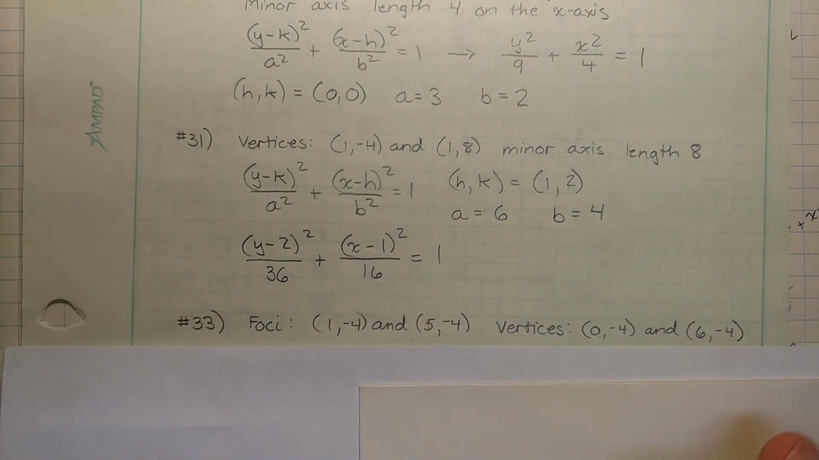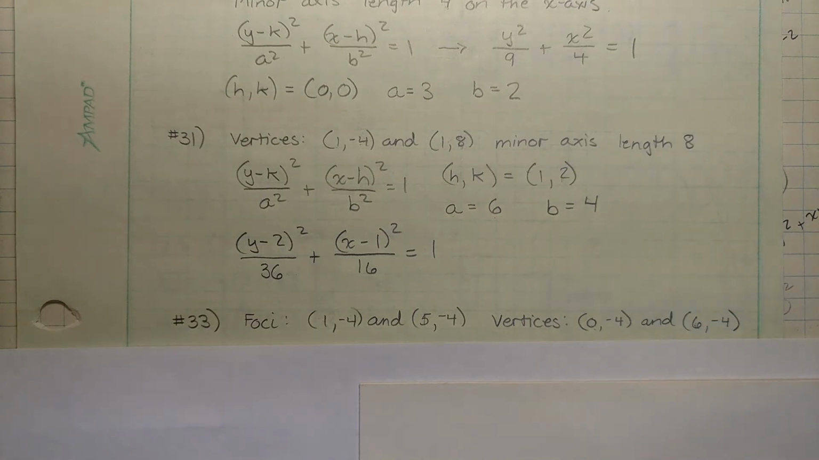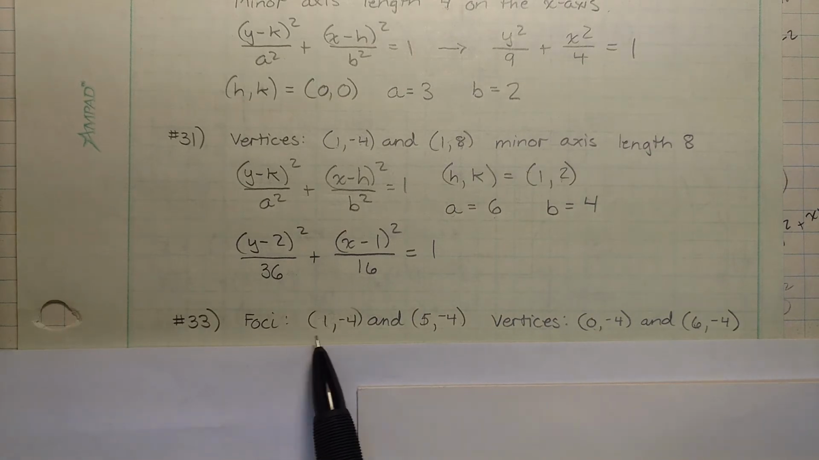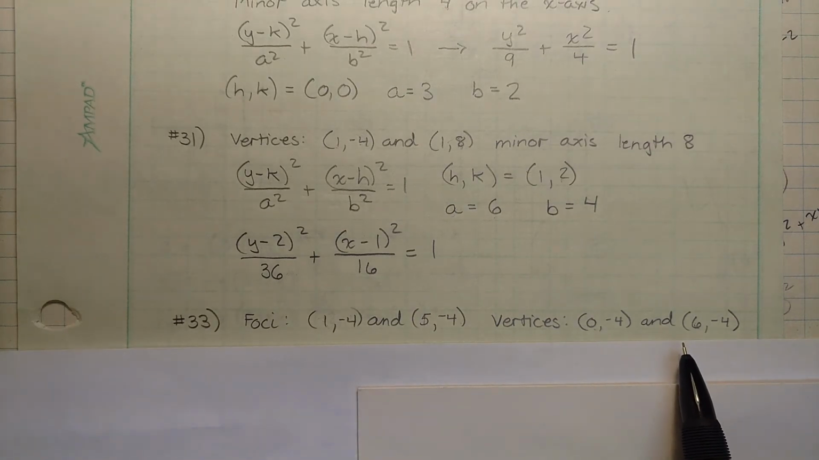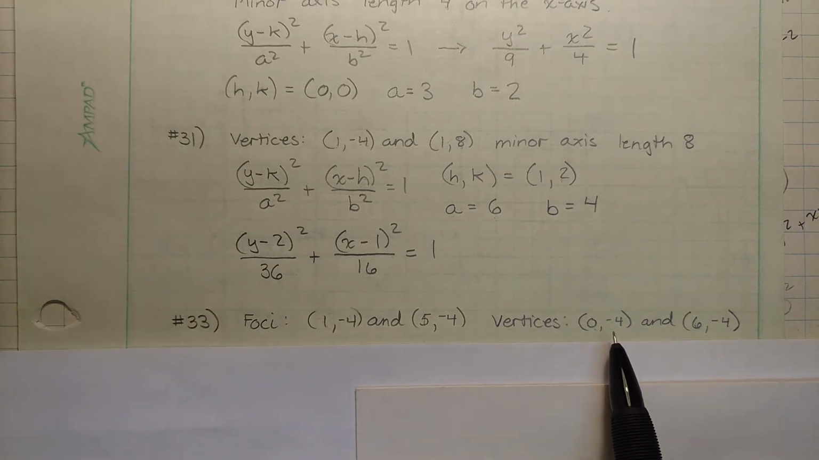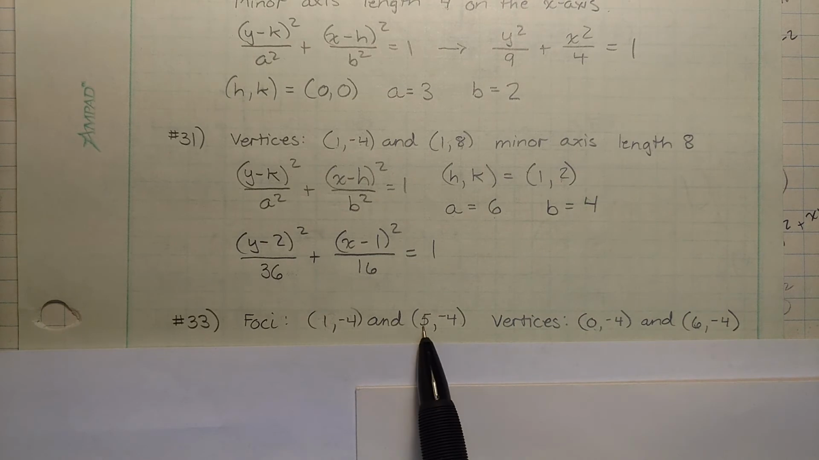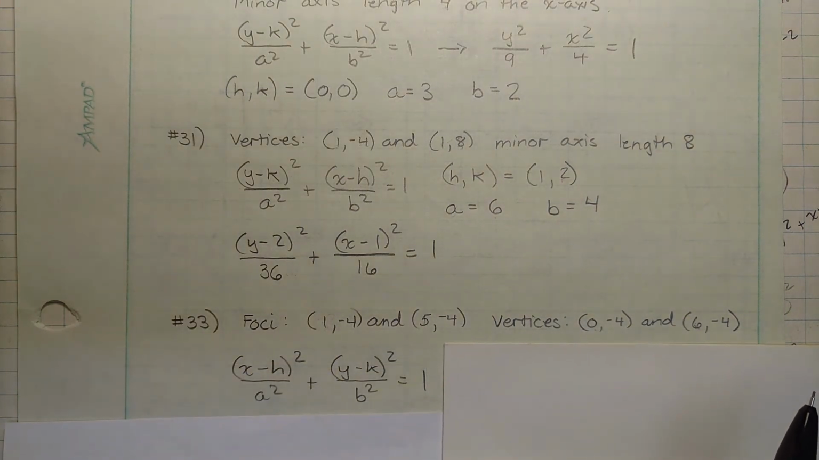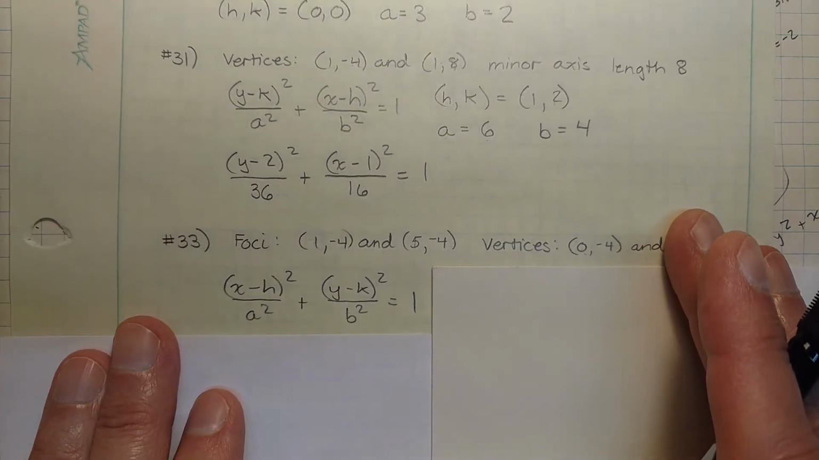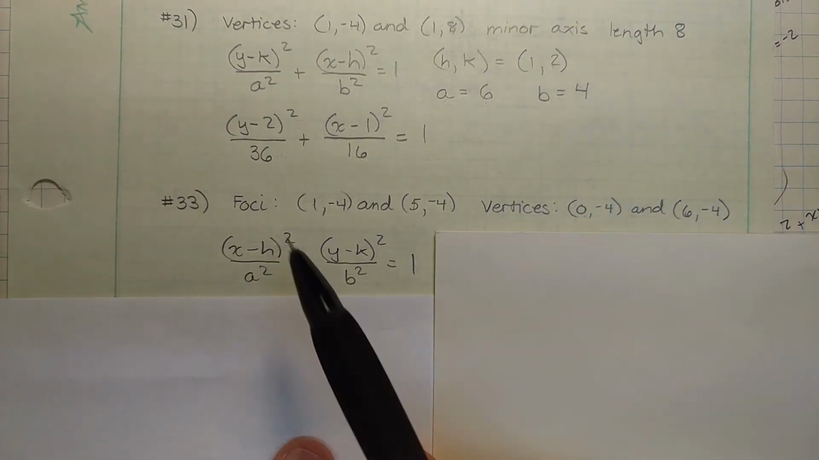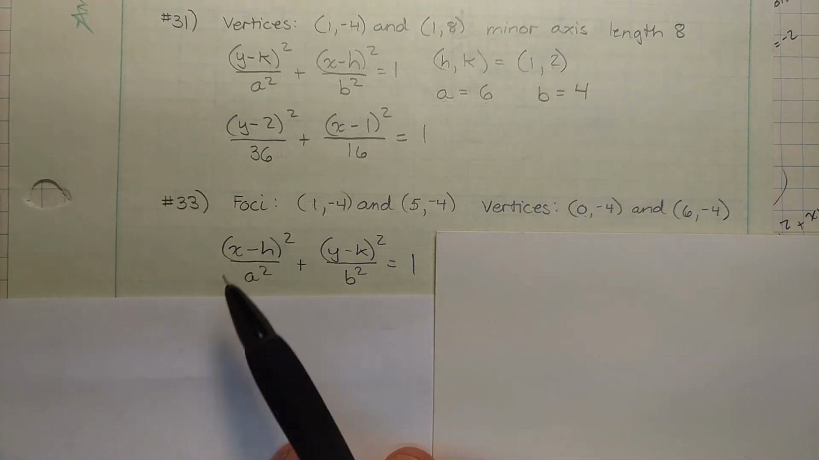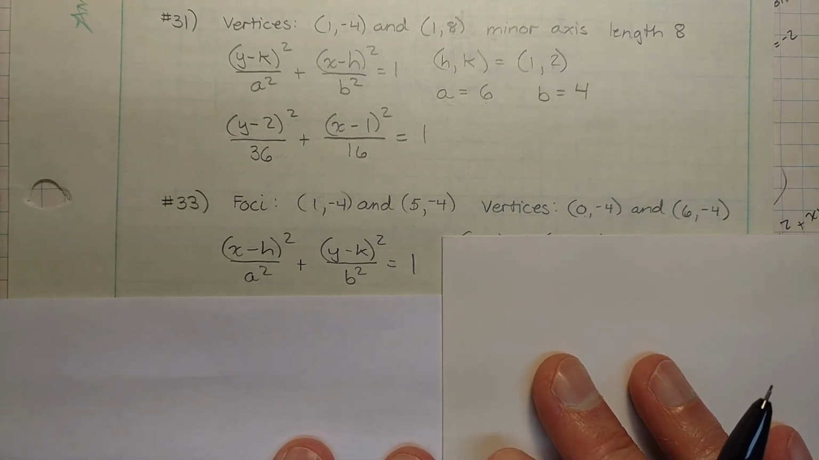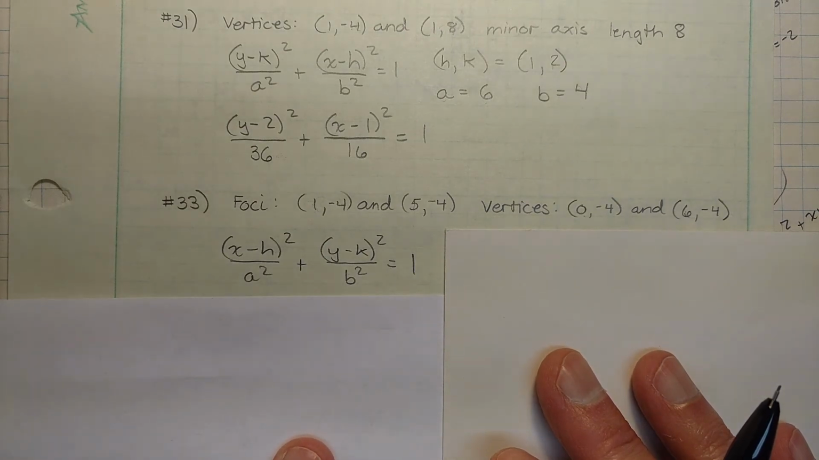So 33, we are still doing the same thing, finding an equation. But now we have foci and vertices. So once again, do the same thing, look for orientation. Notice the value that's changing here in the vertices and in the foci is the x value, so this is horizontal. So I will grab the equation for a horizontally oriented ellipse, which means that the a is going to be under the x. So now I have to find first the center.